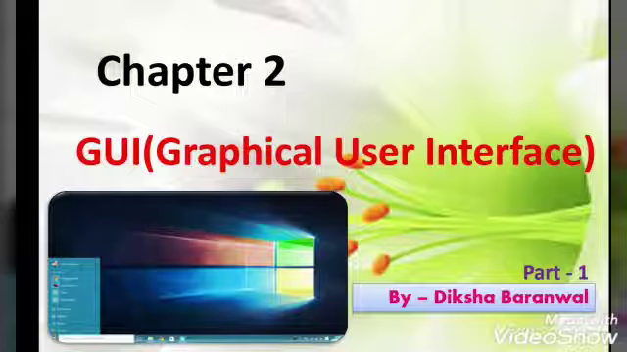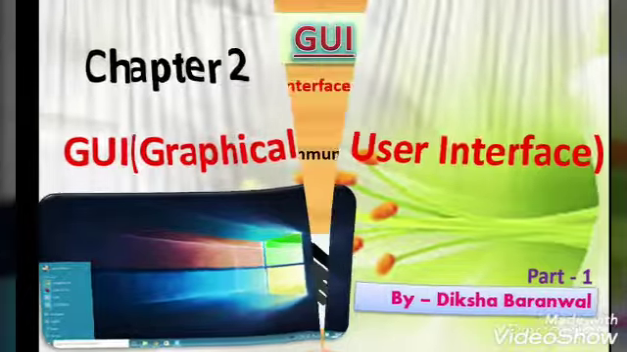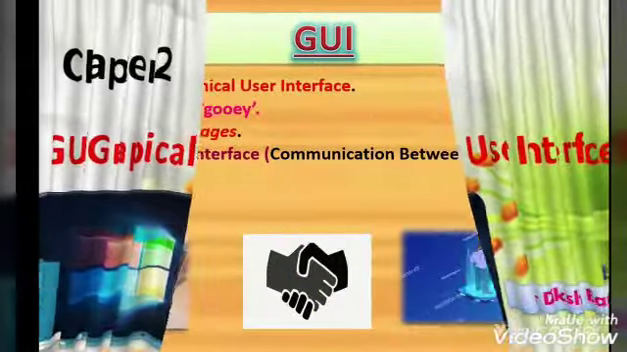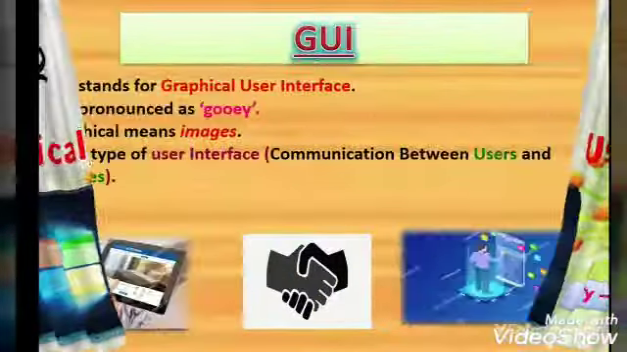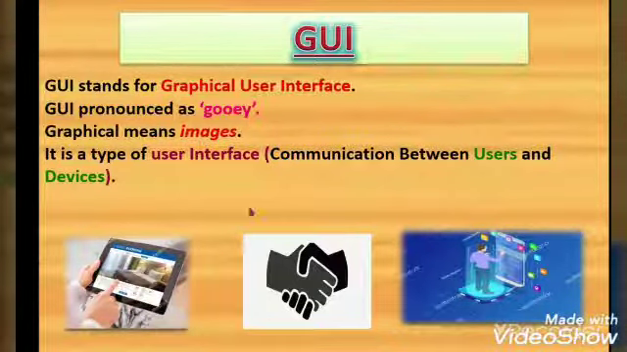Today we will discuss chapter 2, graphical user interface. Let's get started. At the very first we talk about the GUI. Its full form is graphical user interface. G for graphical, U for user and I for interface. We also pronounce it as GUI.